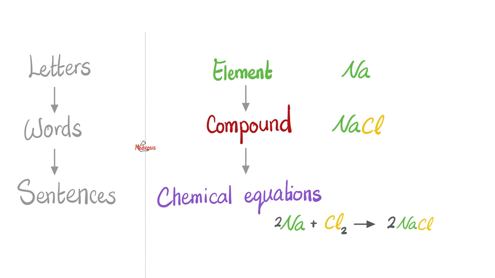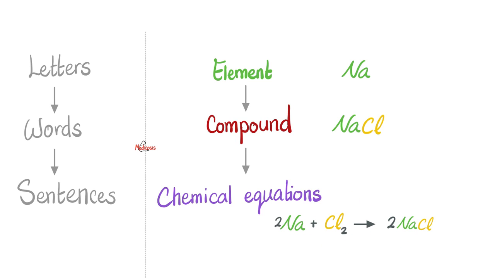The arrow means yield. The chemical equation ought to be balanced, which means I have 2 sodium atoms here and 2 sodium atoms here. Bingo, balance. How about chlorine? 2 chlorine atoms here and 2 chlorine atoms here. This is a balanced chemical equation.